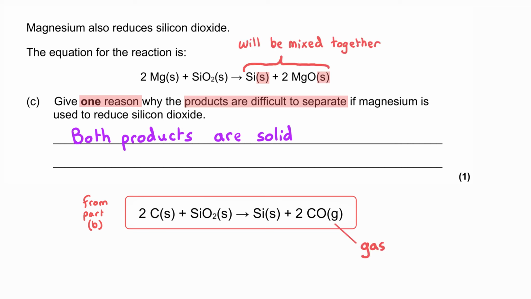It's far easier to allow the products to naturally separate when one of them is a gas, because that gas will just leave the reaction mixture and the silicon will be present by itself. But when we use magnesium, both of the products are a solid.